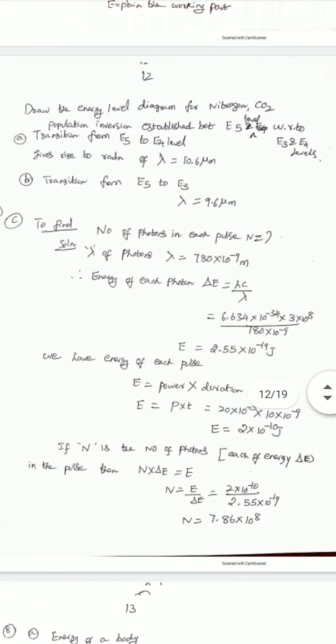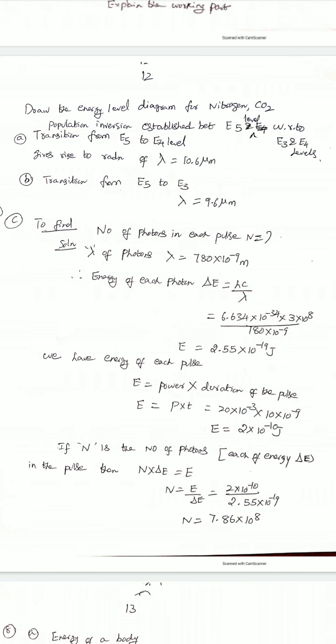Then we write the equation: if n is the number of photons in the pulse, then n multiplied by delta E equals E, the energy. Therefore n equals, and we write all these data here. Then the number of photons we are getting is 7.86 into 10 power 8.